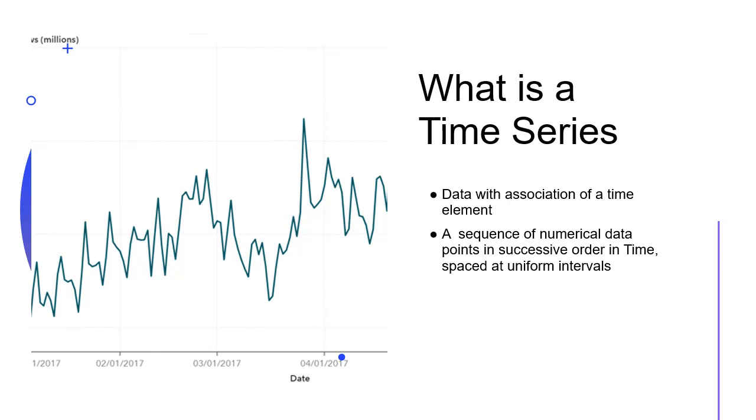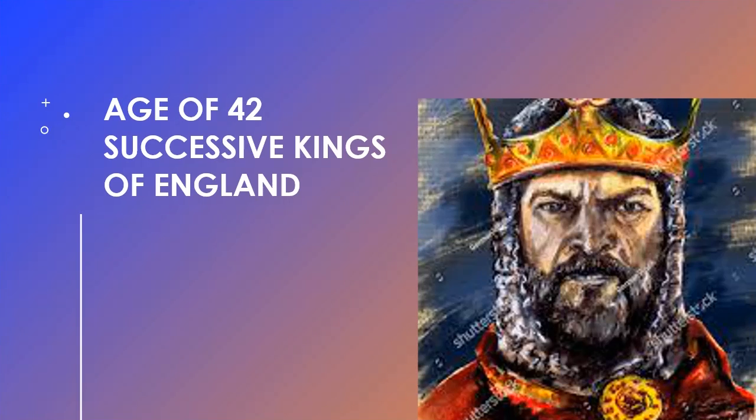For today's session, I will take three examples. Basically, these are from the book titled A Little Book of R for Time Series by Avril Coghlan. I have given the link in the description for the study of this topic. The first example is the age of successive 42 kings of England at the time of their death.